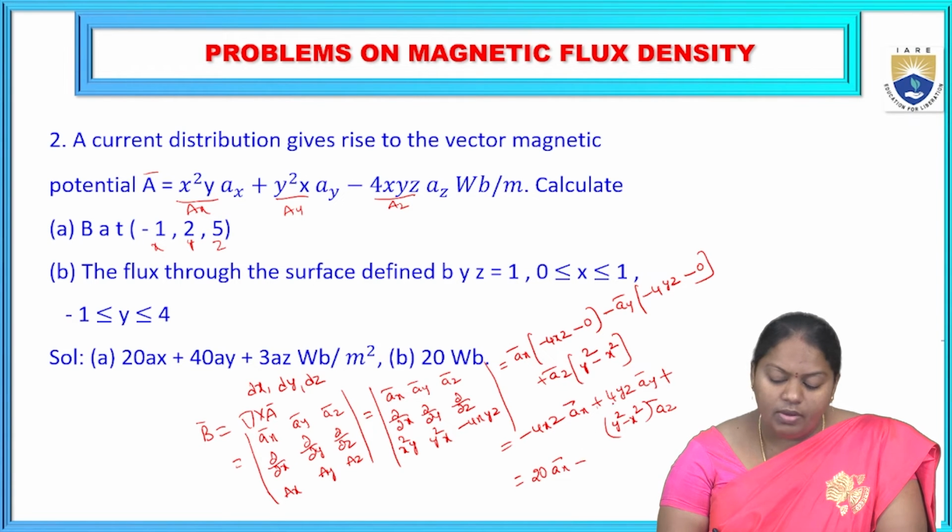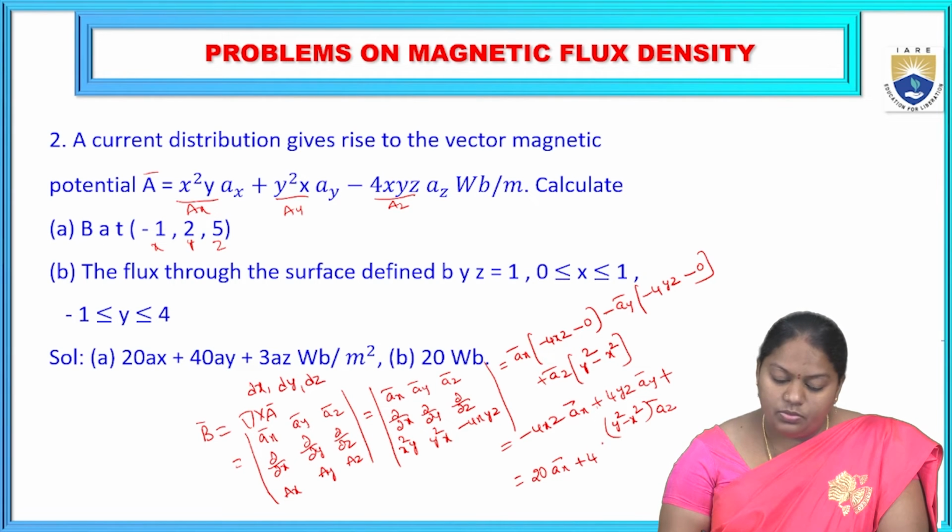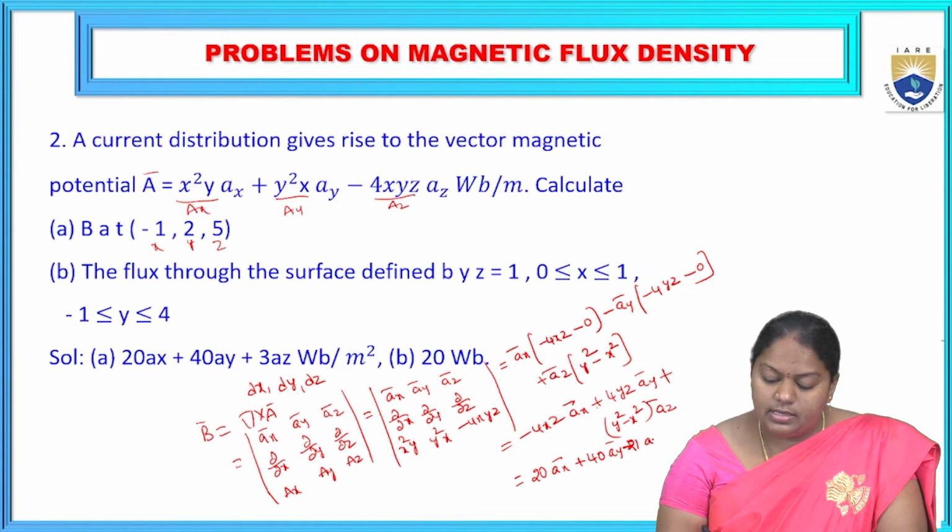Then minus 4 plus 4 into yz. Y value is 2, z is 5. Then 2 into 5 is 10, 10 into 4 is 40 ay. Then plus y square. Y value is 2, so y square is 4, and z is 5, 5 square is 25. 4 minus 25 is minus 21 az.